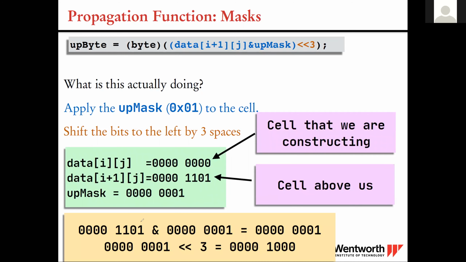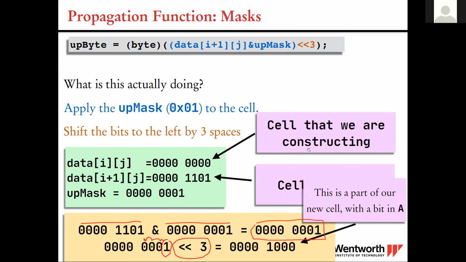So we take the cell above us, and we apply the mask. So what the result is here would just be a single particle in D. Then we do a bit shift, because remember what happens to the D cell. It needs to become an A in our cell. Well, what's the difference between a D and an A? It's just a shift. It's a left shift of 3. If I take this D bit and I move it 3 over, I get an A bit. And that's it. That's a piece of our new cell.